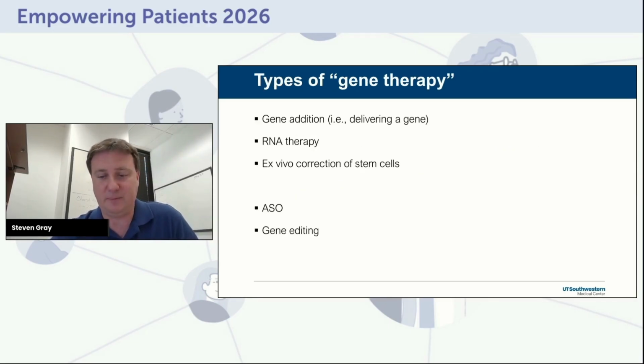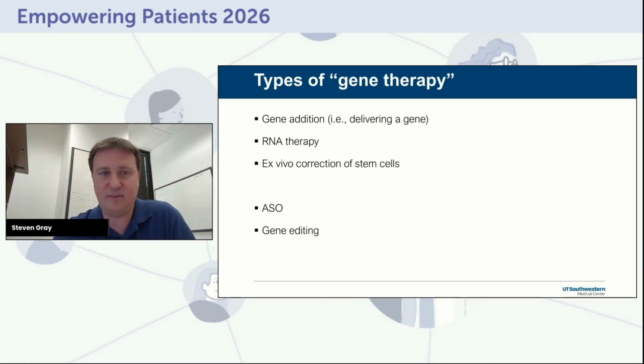Okay, so I'm going to give an overview of not all the types of gene therapy, but the ones that might be relevant here to set some examples. We can have gene addition, and this is just where we're not doing anything to the mutated gene that's in the patient's DNA. We're just adding a gene on top of that. You can have RNA therapy. You can have ex vivo correction of stem cells. This is taking cells out of a patient's body, correcting them, and then infusing them back in to treat immune disorders or blood disorders, as an example. And then antisense oligonucleotides and gene editing.